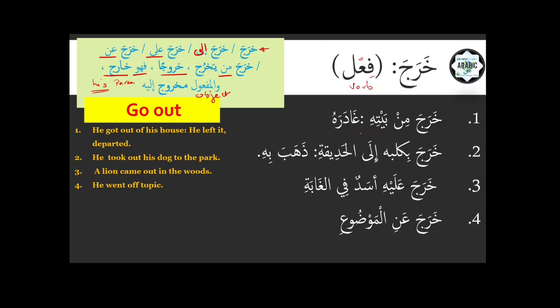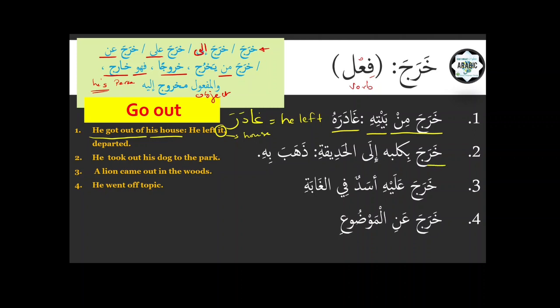خرج من بيته غادره. So we have خرج, and I'm going to underline that. خرج من, he got out of. And you can say his house or change any other noun. His house, بيته. خرج من بيته. It means غادره, he left it. He left would be غادر. But because we have who right here, it refers to it, and that is the house. He left it.